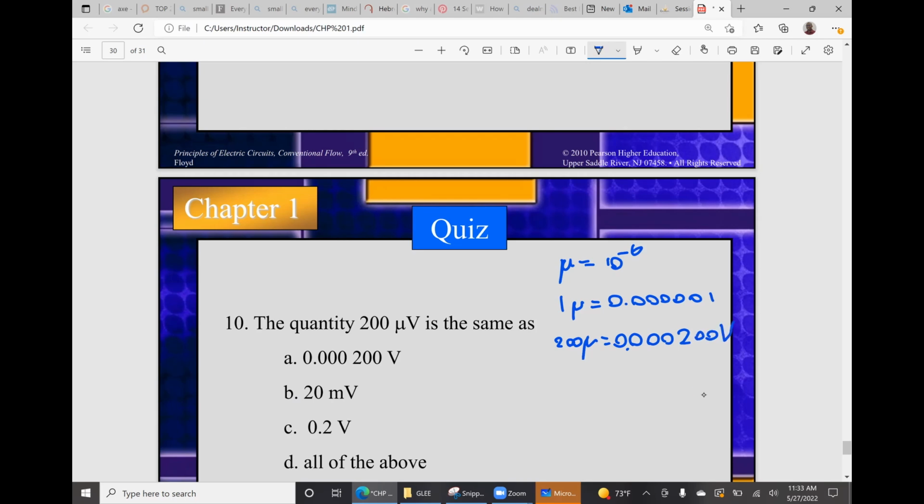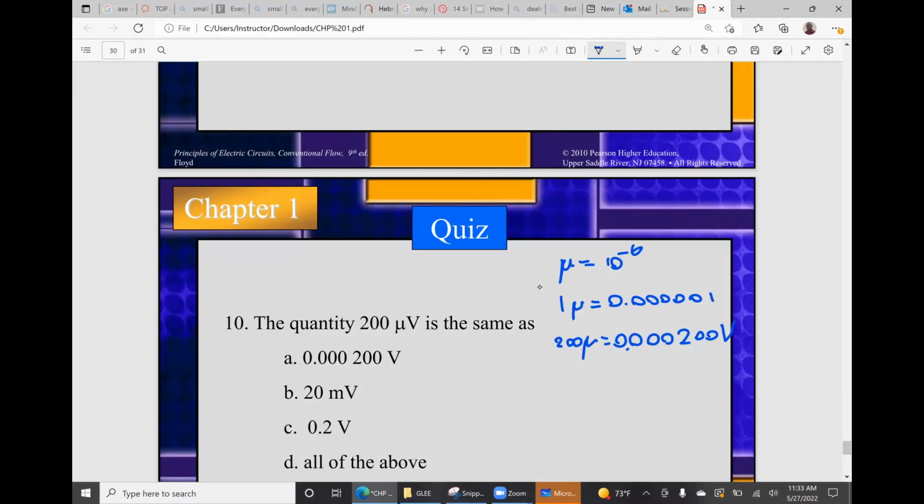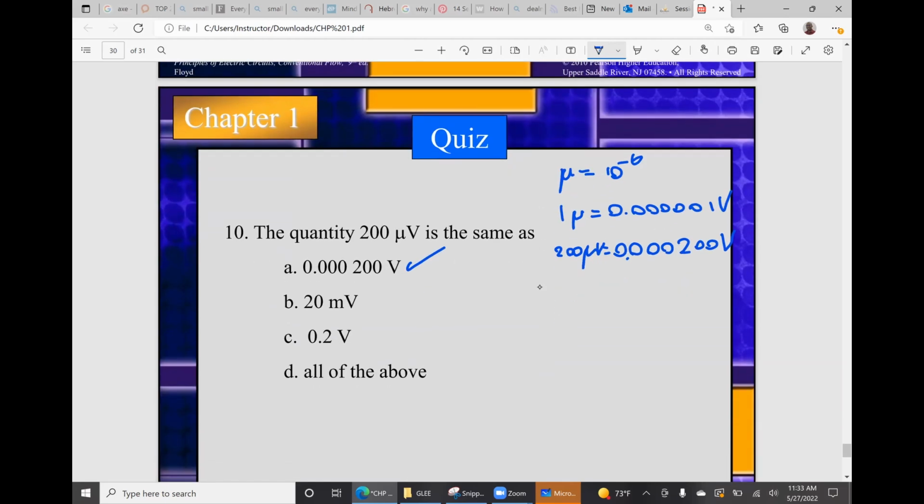So I put volts here. Okay, so again, 200 microvolts is the same as 0.000200 volts. That is important to keep in mind. So this is correct here. Okay, it says 200 microvolts is the same as 20 millivolts. This is not correct.